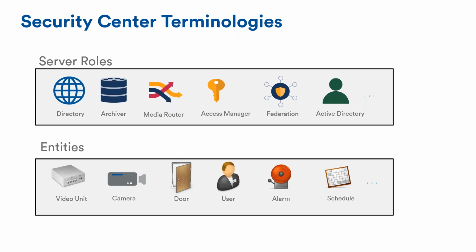Now, it's important to understand the difference between various features and components of the Security Center platform. We have server roles, which are the components of the software designed to carry out specific tasks, such as directory, archiver, media router, access manager, and so on. And then you also have entities. Entities are used to connect and utilize various devices being used by the Security Center platform. So for example, one of your devices could be IP cameras, another device could be your doors, users, alarms, and schedules. These are all considered entities.